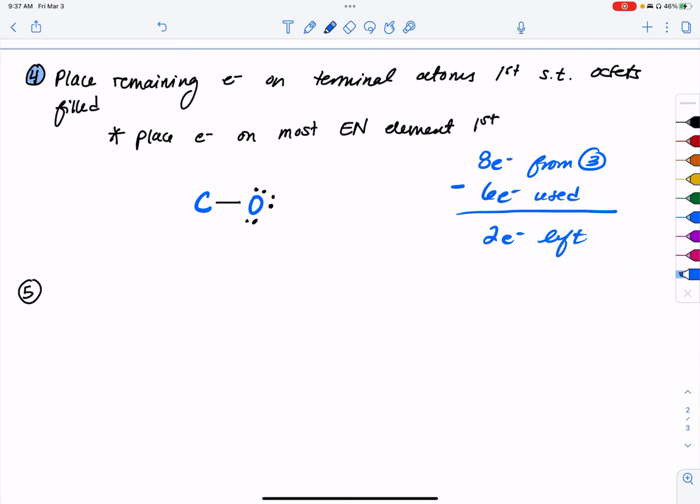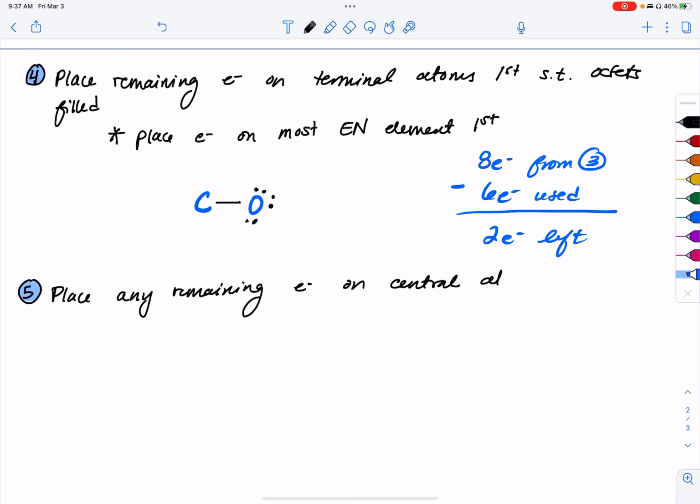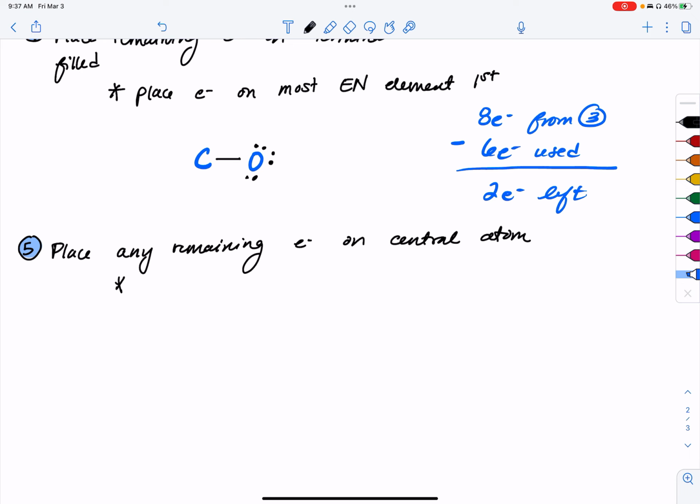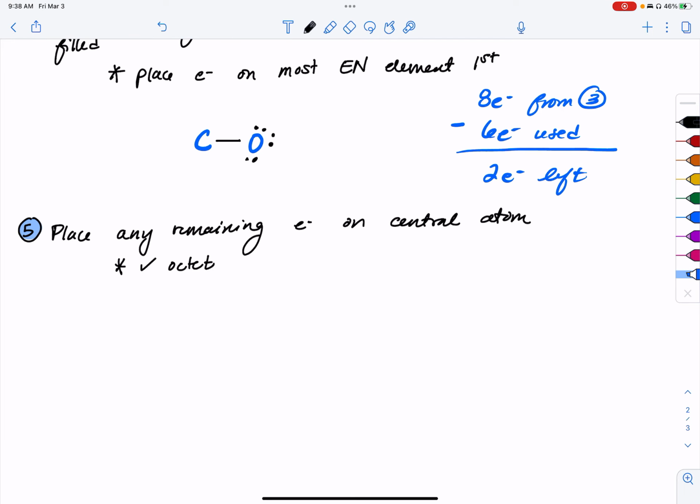Okay, step 5. This says to place any remaining electrons on the central atom, and then we'll see if we meet our octet from there. And if we had anything to check the duet, we would ensure that we check the duet as well.